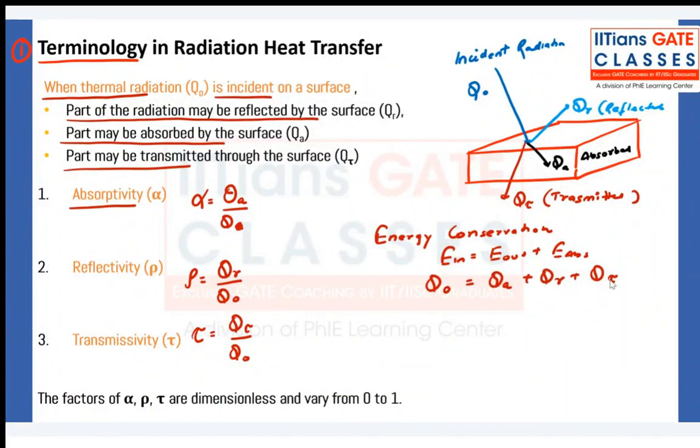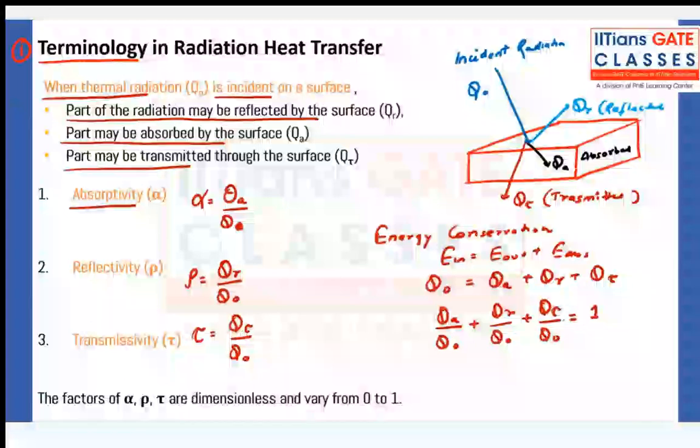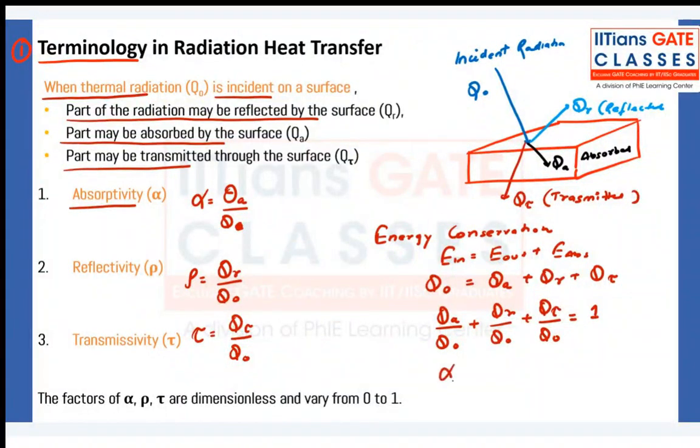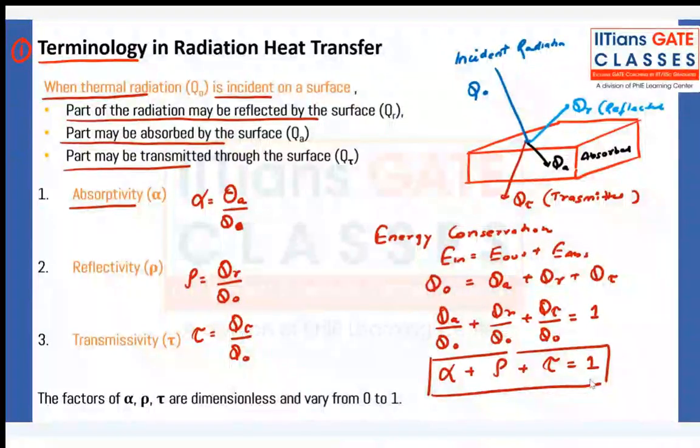Now, what should I do? Let me divide everything by Q naught. So what will I get? Q dot A by Q naught plus Q dot R by Q naught plus Q dot tau by Q naught is equal to 1. I have divided everything by Q naught, right? And now what is this? Absorptivity. What is this? Reflectivity. What is this? Transmissivity. The sum is equal to 1. The summation of absorptivity, reflectivity, and transmissivity is equal to 1. And of course, all the values of absorptivity, reflectivity, and transmissivity will vary from 0 to 1.